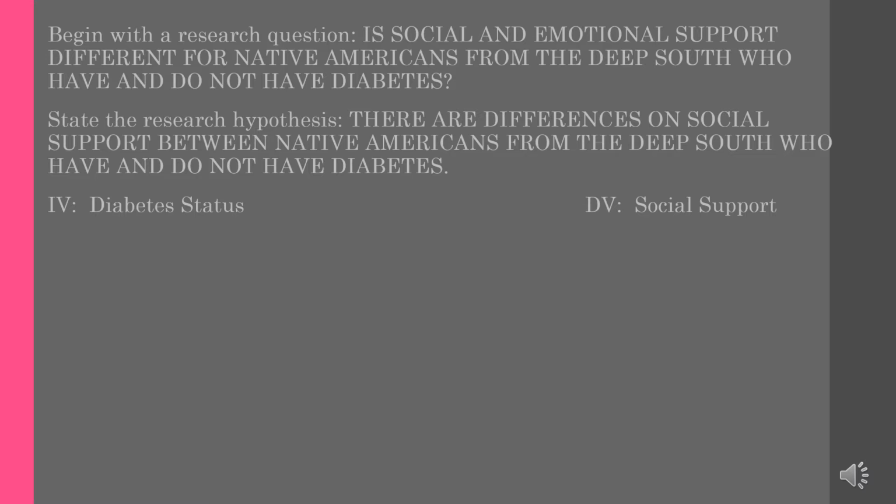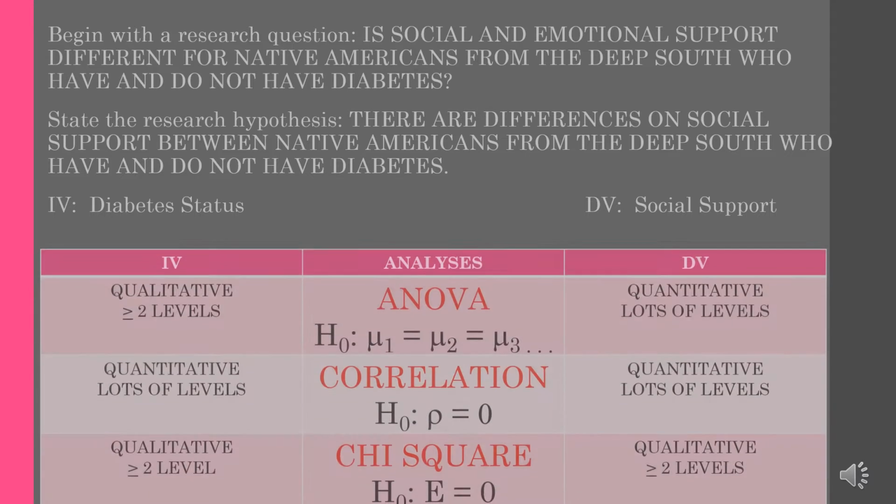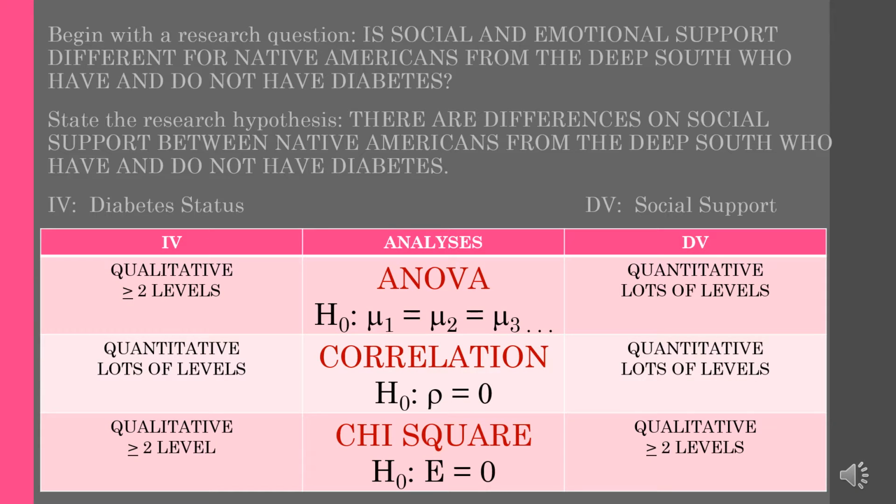and state the research hypothesis. And what we know is that this person is looking for differences in social support between two groups, Native Americans who do not and do have diabetes.